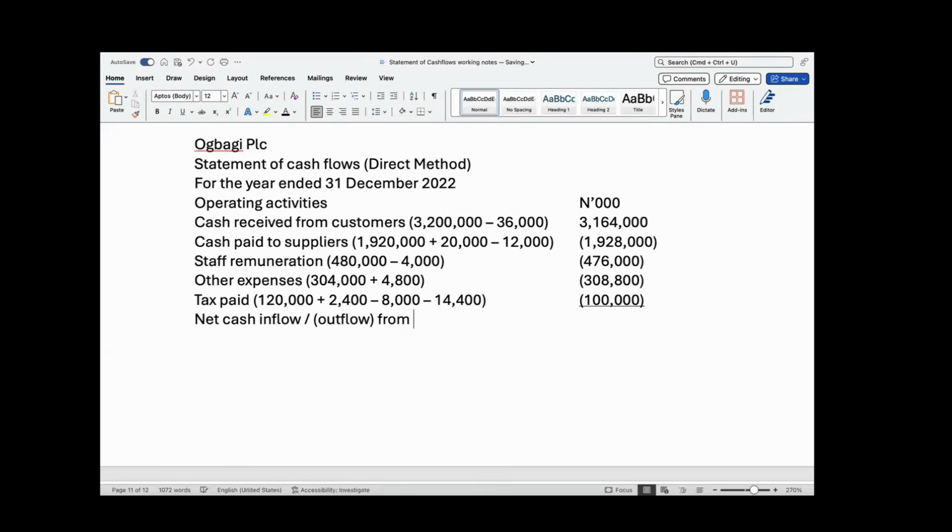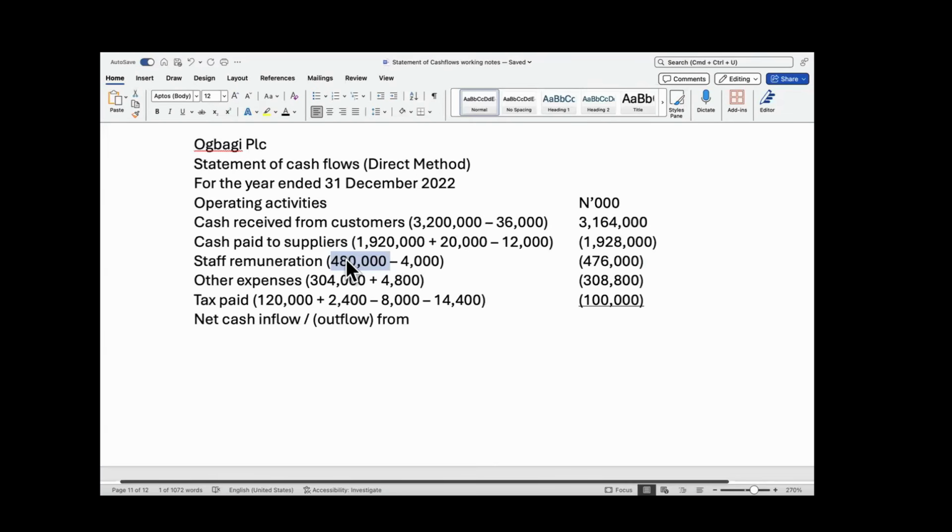No, you're interpreting it from the standpoint of that you don't understand it very well. What is in the P&L is the expense for the year. That's what happened for the year. What is in the financial position is the balance. Financial position is like a balance, the position as at that date.